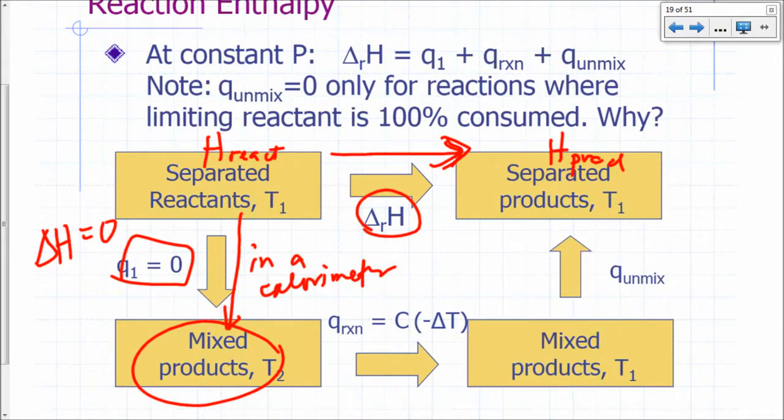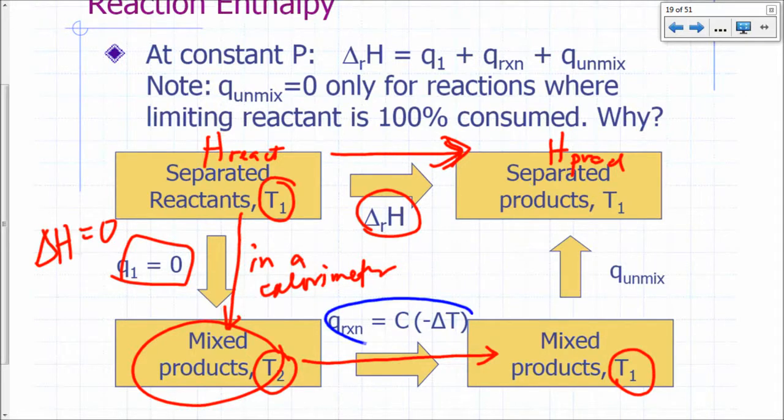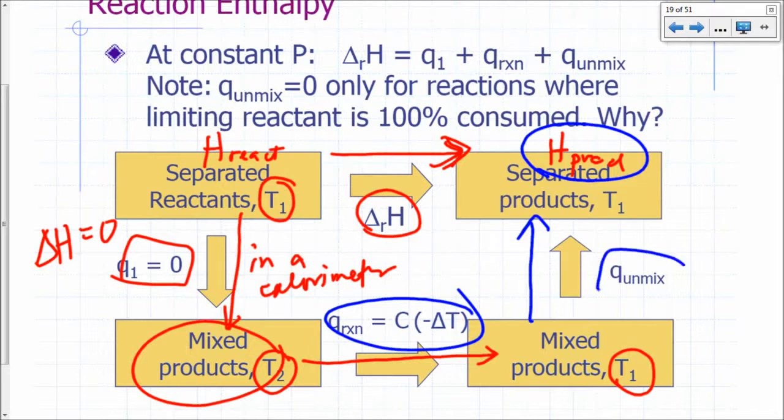Now you imagine that you let your products go back to the original temperature of the reactants. So temperature has changed from T1 to T2 as a result of the reaction. Now imagine taking the mixed products from the final temperature to the original temperature of the reactants. And we said in an earlier lesson that that is your heat of reaction. Now, imagine one final step where you unmix those products to get separated products. The Q for that last step is going to be 0.